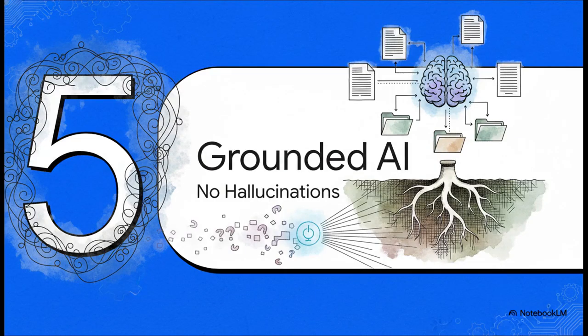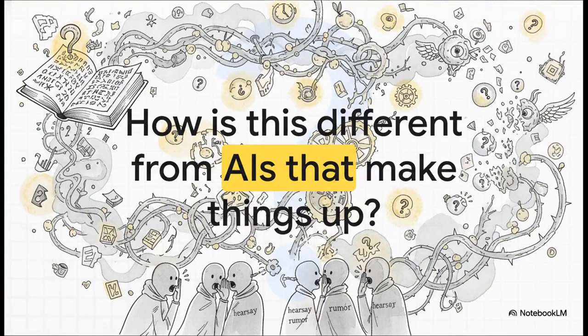Now, I know what you might be thinking. A really important question comes up right about here. We've all heard stories about AIs just making stuff up. So what makes this system so different? Why is it so reliable? And that is a completely fair question.